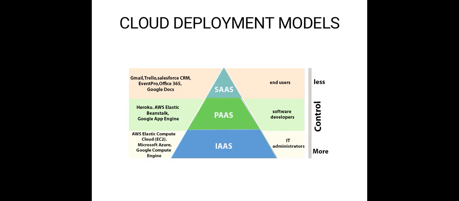This diagram represents the cloud deployment models, their control, and the service providers who provide these services. IaaS has more control than PaaS and SaaS. Some service providers who offer SaaS are Gmail, Trello, Salesforce CRM, Office 365, Google Docs. PaaS providers are Heroku, AWS Elastic Beanstalk, Google App Engine. Then IaaS providers are AWS Elastic Compute Cloud, that is EC2, Microsoft Azure, Google Compute Engine.